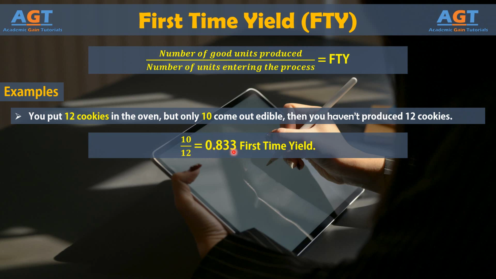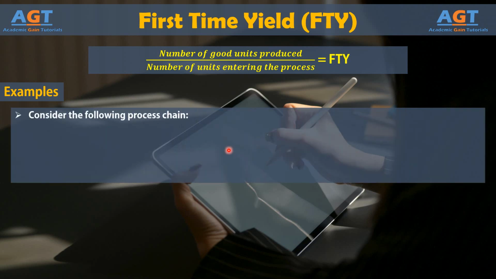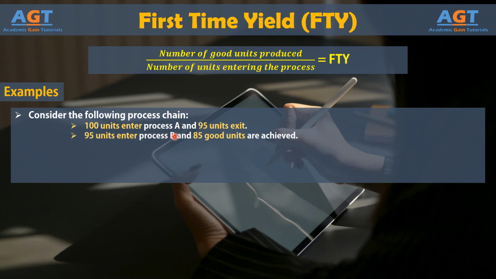Most products or services are created via multiple processes. You multiply the first time yield for each process to calculate an overall first time yield. For example, consider the following process chain. 100 units enter process A and 95 units exit. 95 units enter process B and 85 good units are achieved. 85 units enter process C and 80 good units exit.